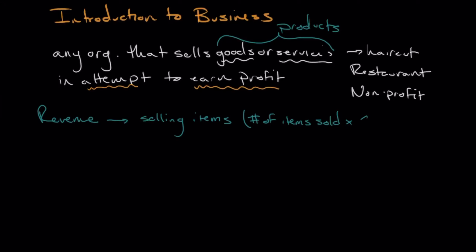So really the rough calculation for revenue for a business is the number of items sold multiplied by the price per item. Or you can say the average order value, or however you want to delineate it, but that's basically the rough equation for it. So this is what the business brings in.